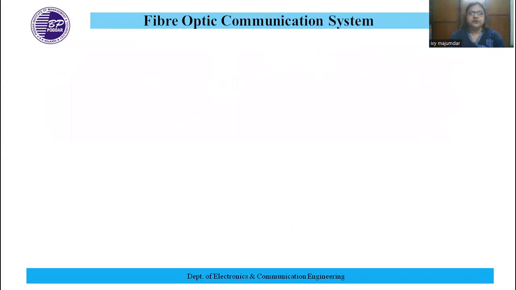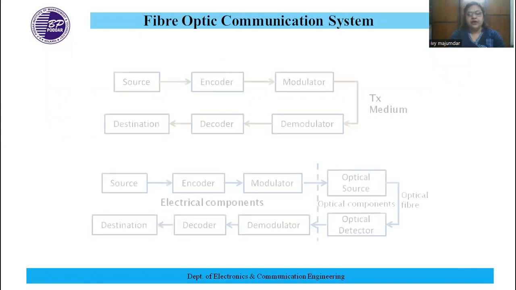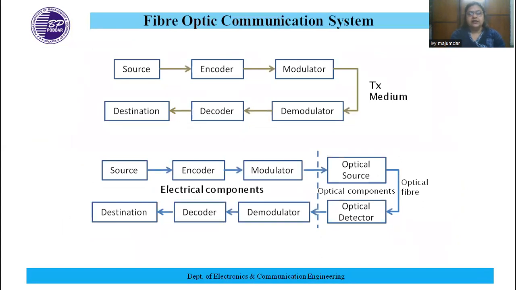Now, what is the difference between fiber optic communication system and general optical communication system? They are almost same, but the optical communication system has two sections, electrical section and optical section. Electrical section is similar to that of the general communication system. Output of the electrical section is used to modulate the output of optical source like LED, laser, etc. Output of optical source is obviously light, and that will pass through optical fibers.